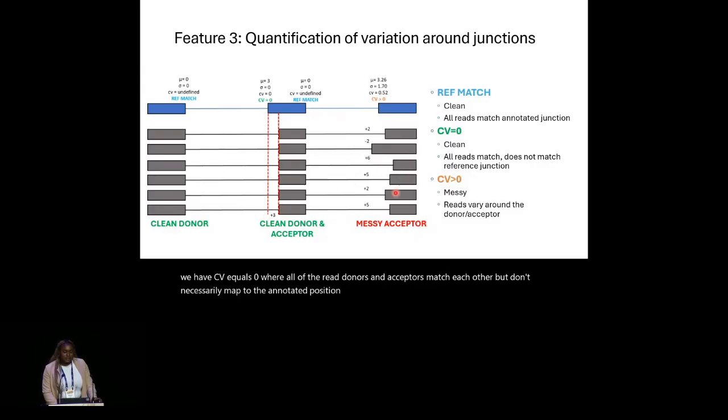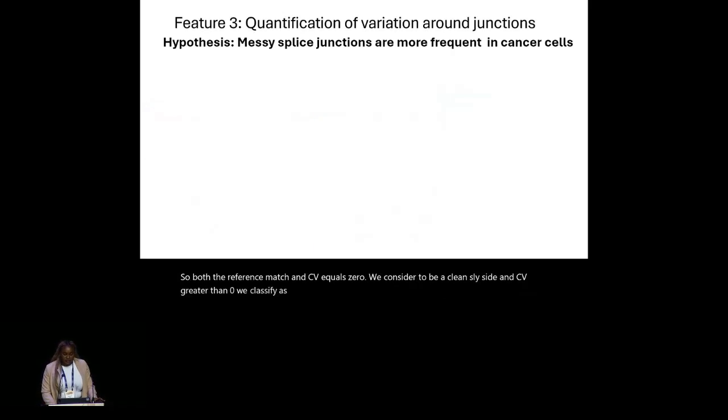And finally, CV greater than 0, where there's some degree of variation around the annotated donor acceptor, and a larger CV corresponds to a greater degree of variation around the annotated donor acceptor. So both the reference match and CV equals 0 we consider to be a clean splice site, and CV greater than 0 we classify as messy.